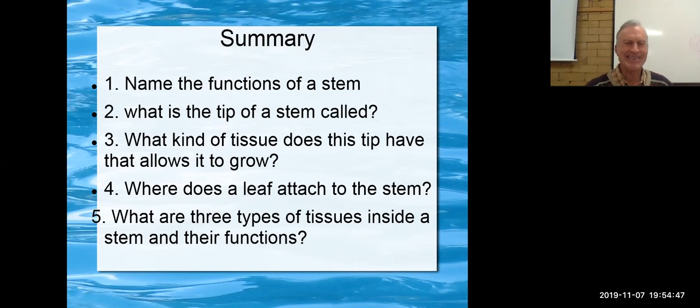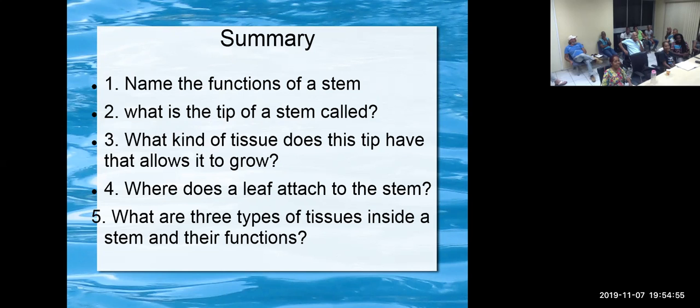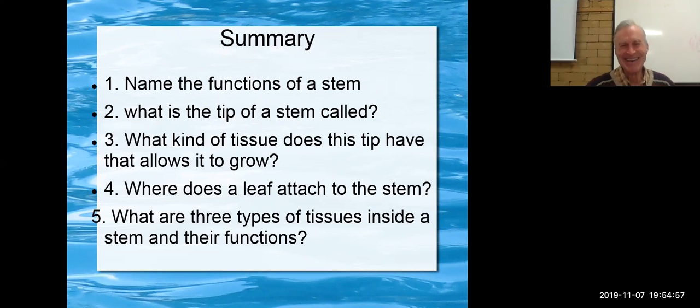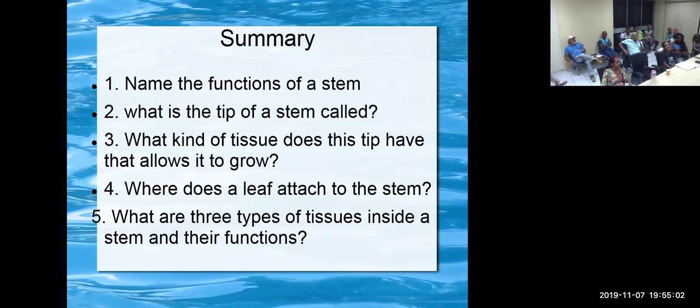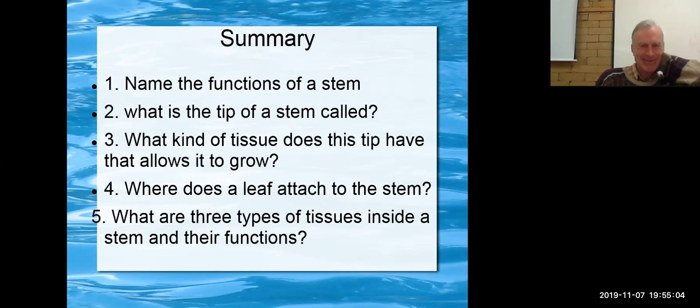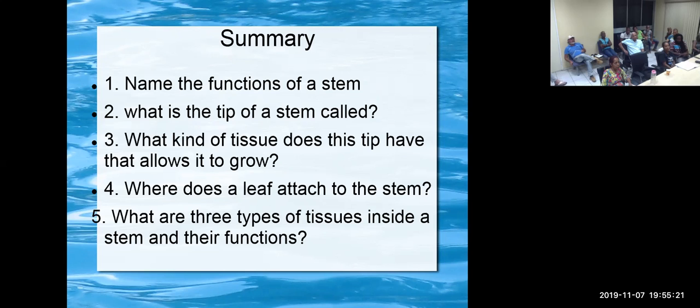What kind of tissue does a tip have that allows it to grow? I think you know this by now. Apical meristem. Good. We're going to go over meristem so much by the end of this course that it'll be the answer to every question. Okay. So where does the leaf attach to the stem? What is that spot on the stem called? The node. The node, yes.